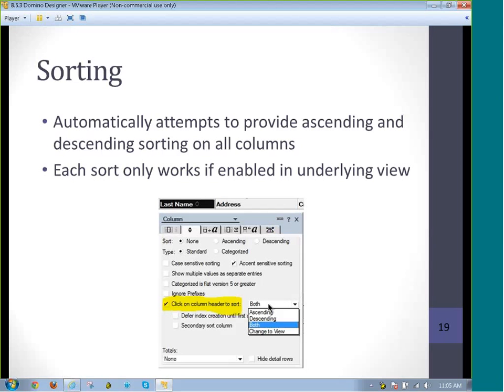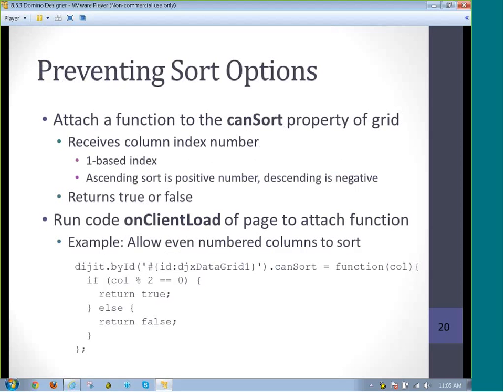But I'm going to assume that you don't have every view that you're working with able to be sorted ascending and descending on every column. So we actually have to look at doing a little bit of work to prevent some sort options because we don't want the user to be clicking on a column thinking that it's sorting and it's really not doing anything.